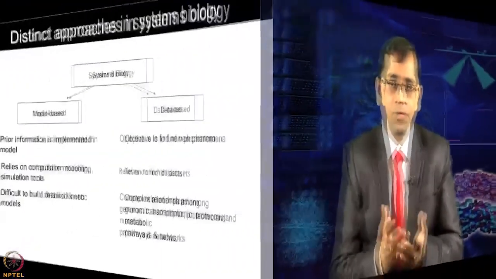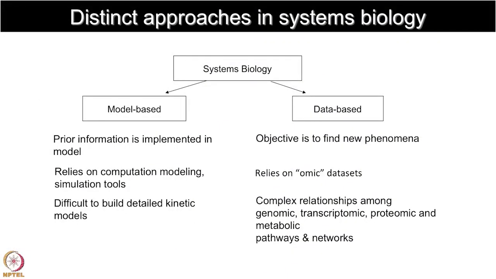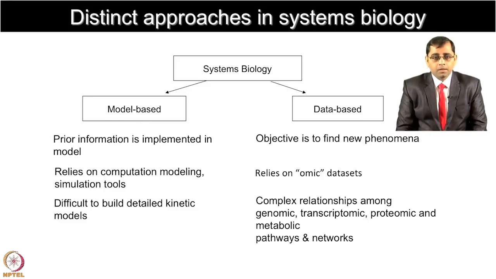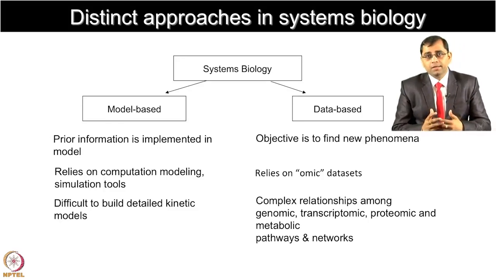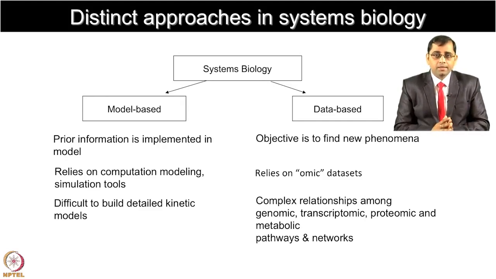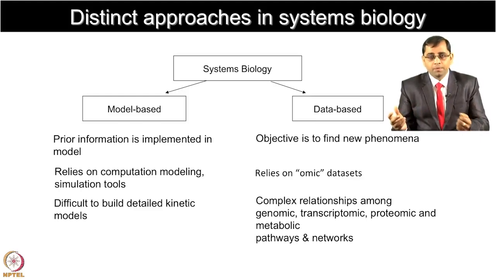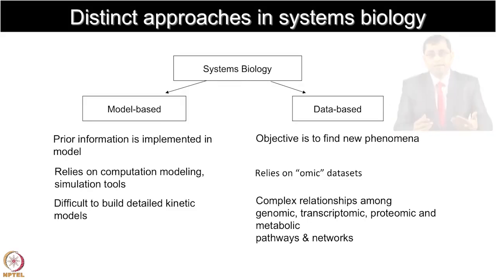So, what are distinct approaches in systems biology? It can be model based or data based. In the model based approach, you already have the prior data information which you want to implement and build the model. Of course, it relies on a lot of computational modeling and various types of tools for simulation, but it is very difficult to build detailed kinetic models based just on this information. Whereas, the data based systems biology approach involves a new phenomenon to define or find using these kinds of data sets. It relies essentially on various types of omic data sets and looks at their intricate complex relationships by looking at various components from genome, transcriptome, proteome, and then tries to define various types of pathways and networks.